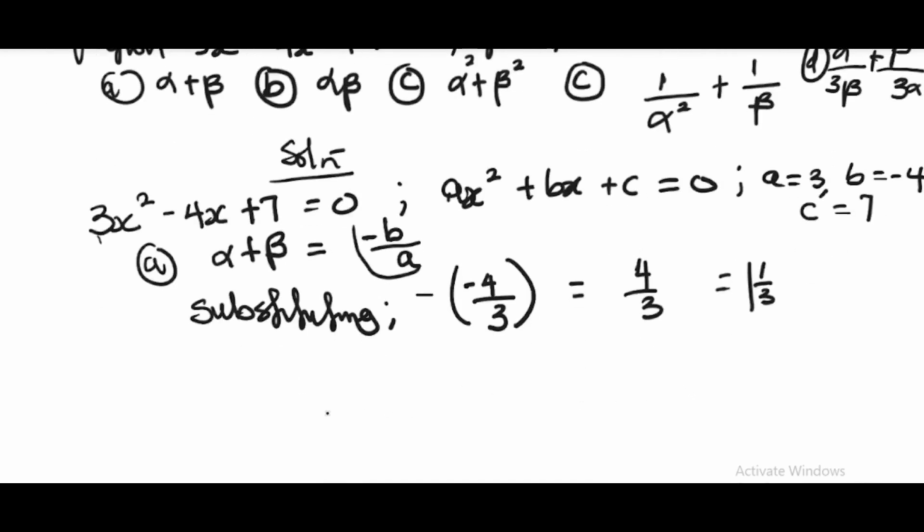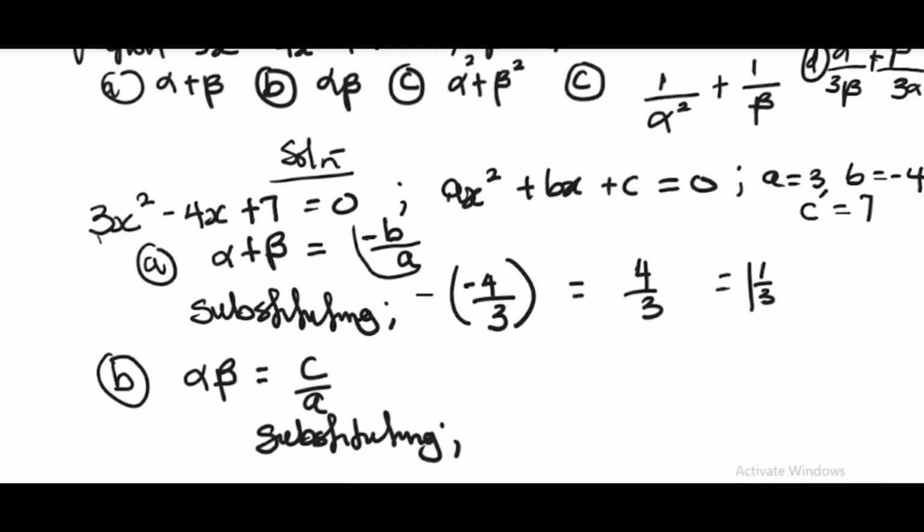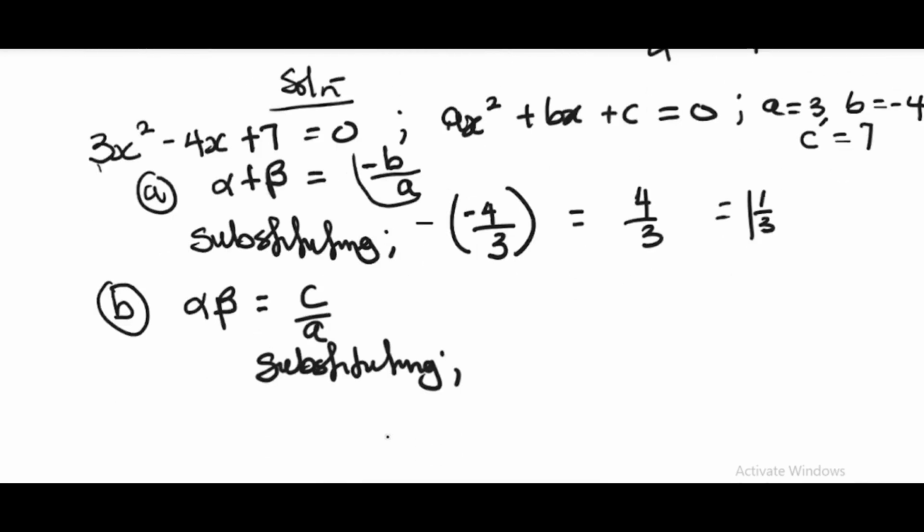Quickly we move to the next one, which is the product alpha beta. We've said that alpha beta is c over a. Substituting, just like we did above, our c is 7. So c over a is 7/3, which is equal to 2 whole number 1/3.